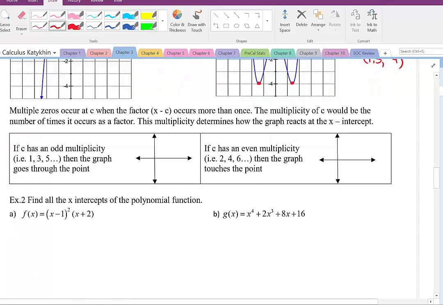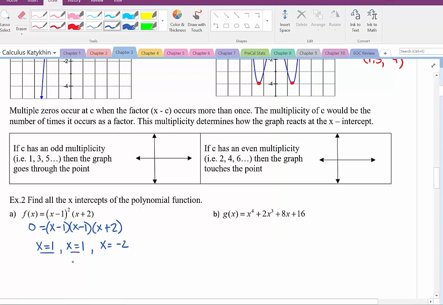So let's go ahead and look at example number 2. It says find all the x-intercepts of the polynomial function. Now notice that I can actually rewrite this function as the following: x minus 1 times x minus 1, because it's being squared, and x plus 2. Now if I set them equal to 0 and I solve for x, I will get x is equal to 1. I'll get another one, x is equal to 1, and I will also get x is equal to -2.